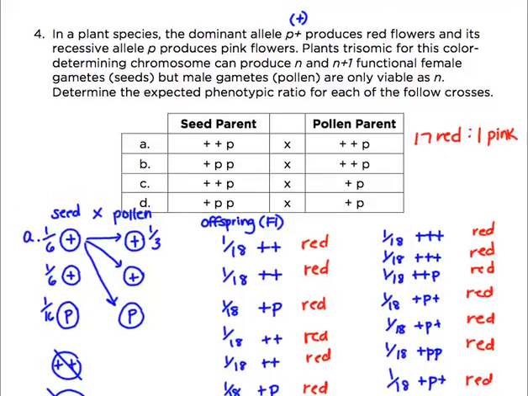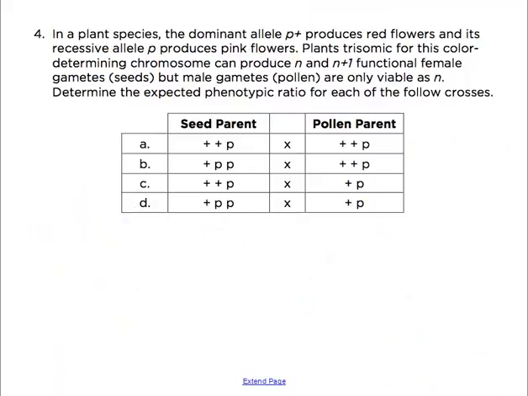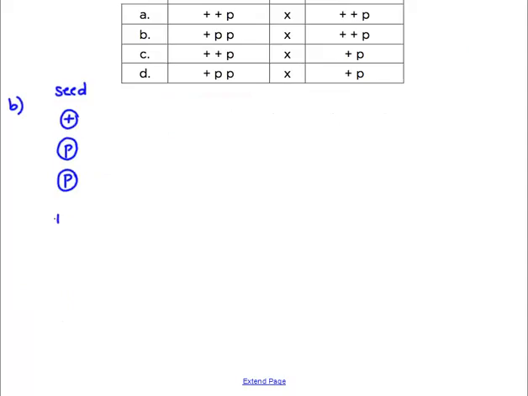Okay? Now let's look at cross B. So cross B, the seed gametes, remember, can be n or n plus 1. So it can be plus, P, P, plus this first P, plus the second P, and P, P. So all of these have a 1/6 chance of occurring.